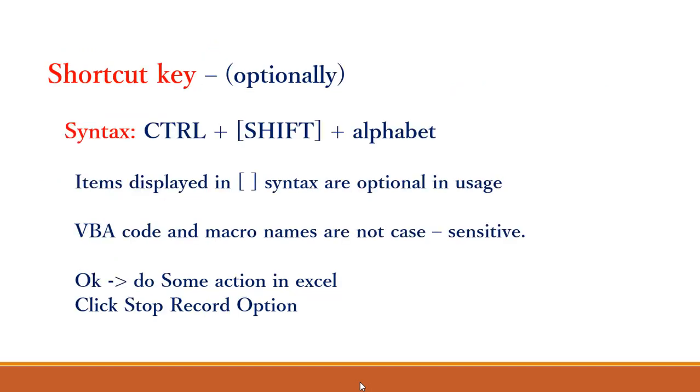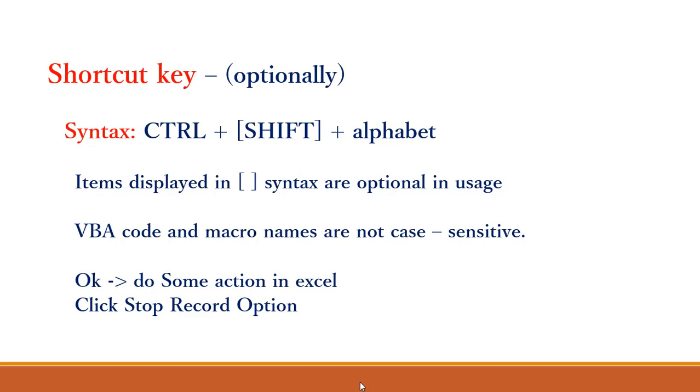The second option is the shortcut. This shortcut key is also optional. You can give it by using Control, or Control plus Shift plus a letter. That Shift is also optional, it's not mandatory. And VBA code and macro names are not case sensitive. You can give either small or capital. After giving the macro name, shortcut and description, you can say OK. And later you can do all the work you want to do.